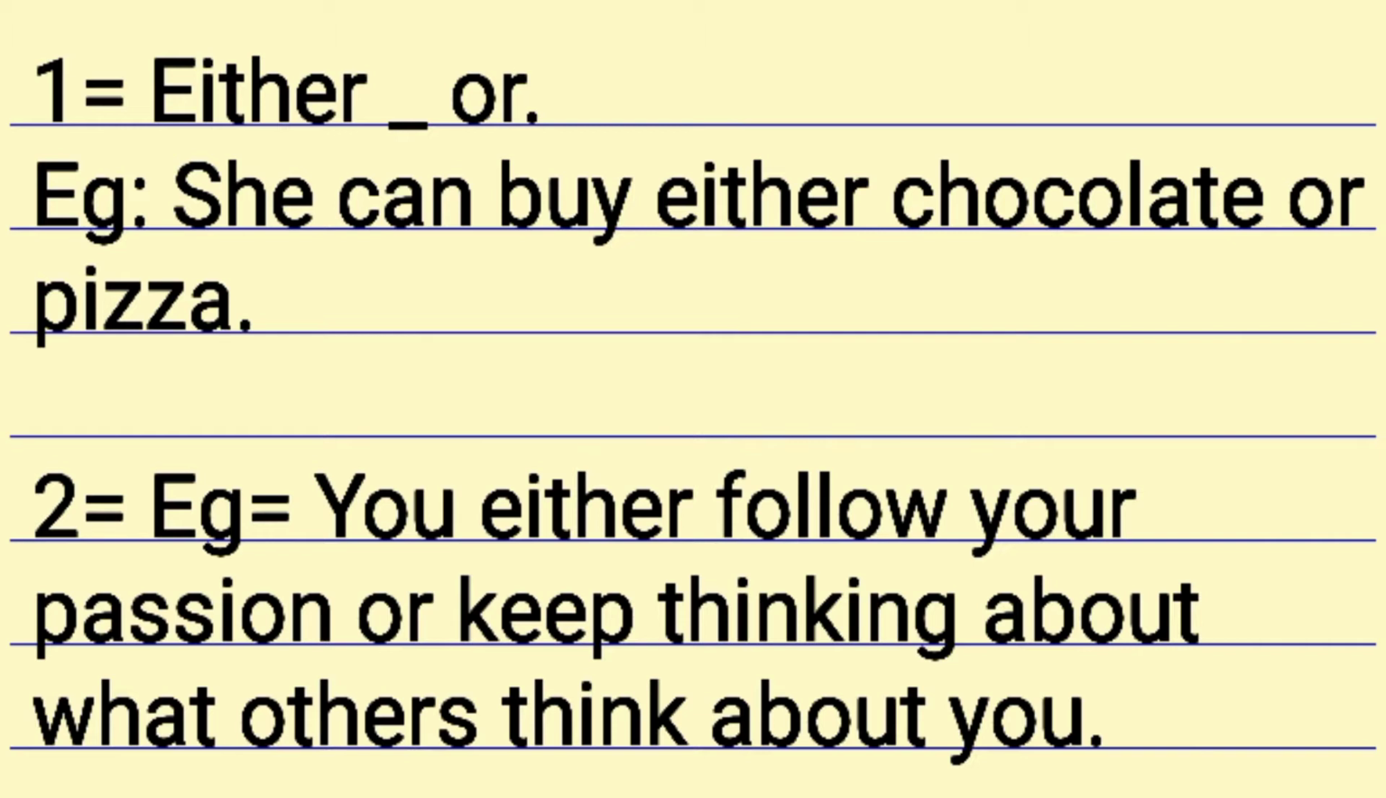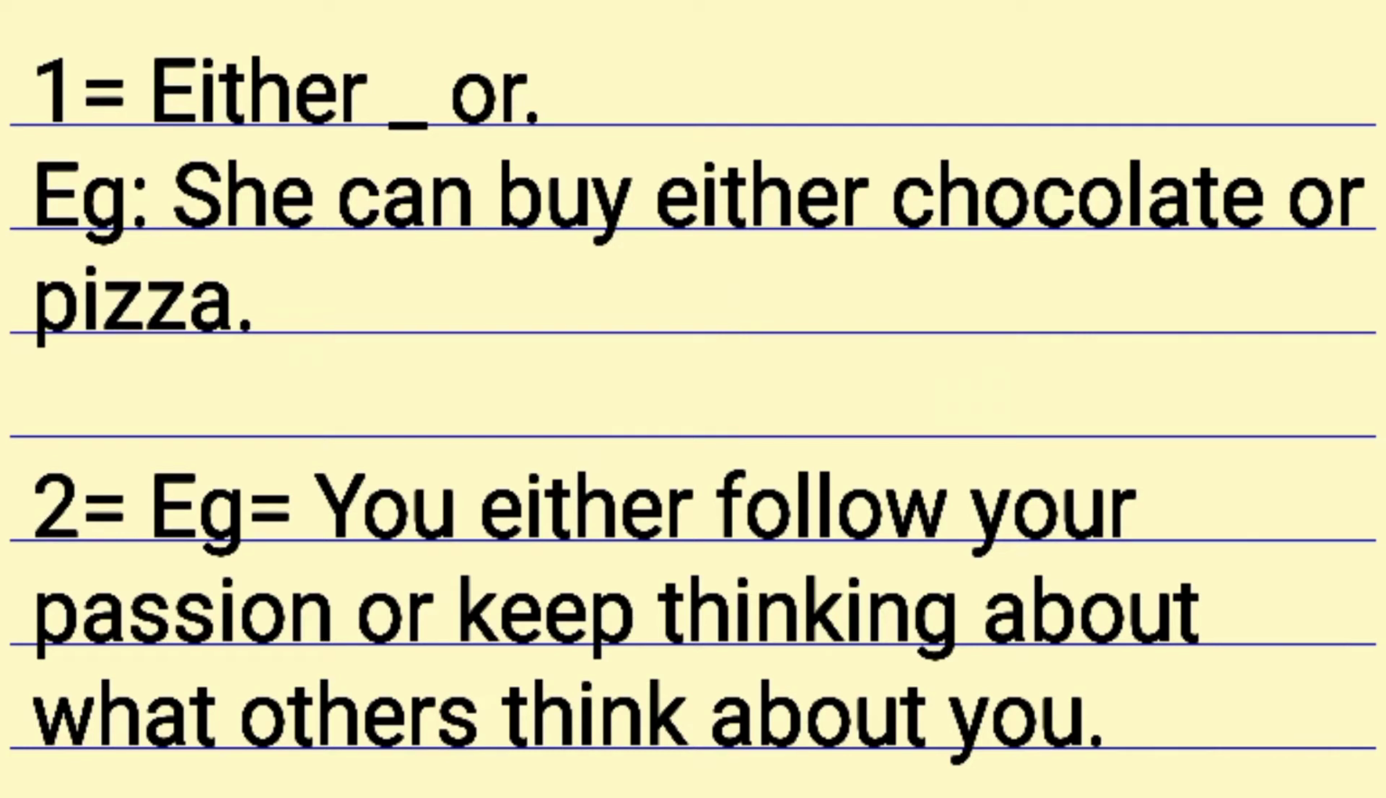So either or is a correlative conjunction here. Next example, you either follow your passion or keep thinking about what others think about you. So two options are there for you. Number one, you should follow your passion. Number two, if you don't follow your passion, then you have to listen to the others, right? What they think or say about you. So I'll tell you to follow your own passion, right? Don't listen to others, forget about the other people, right?